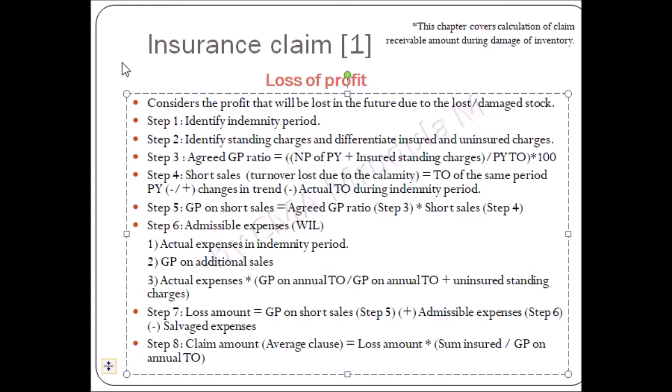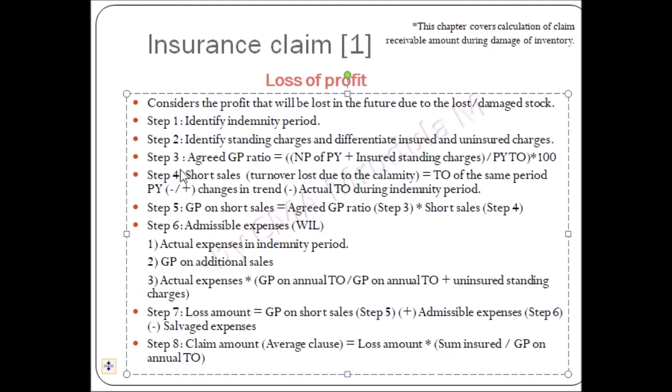This method considers the profit that will be lost in the future due to the lost or damaged stock. Let us see the various steps involved in calculation of claim amount. Step 1. Identify the indemnity period. Indemnity period covers the period starting from the date of calamity till the date the operations are resumed to normality. It is generally within one financial year. That is called indemnity period or the claim period. Step 2 is to identify the standing charges and differentiate the insured and the uninsured standing charges. Standing charges simply means the indirect expenses that are incurred by the business.